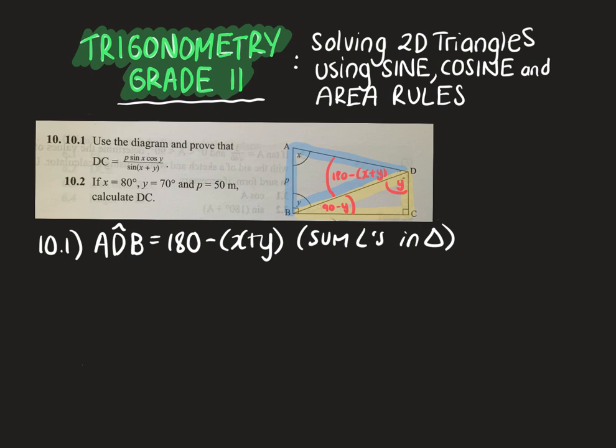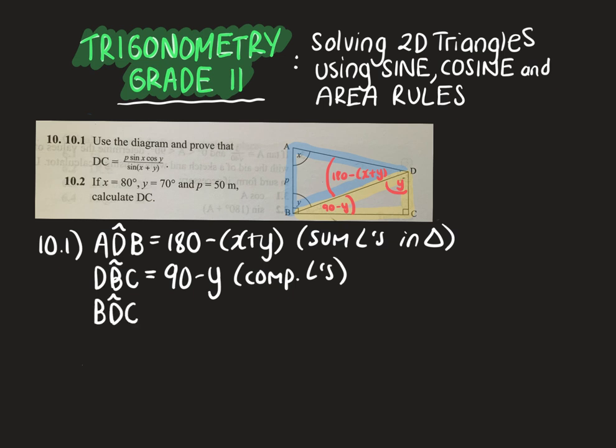Cool. The other thing we did was we worked out that DBC was equal to 90 minus Y, and that's just complementary angles. And then angle BDC, although I don't think we're going to be needing this one, is Y, and that's just angles in a triangle. Okay, cool. So everything that I have put in the drawing, I'm at least covered for, and I can sleep well tonight. You know what I mean?